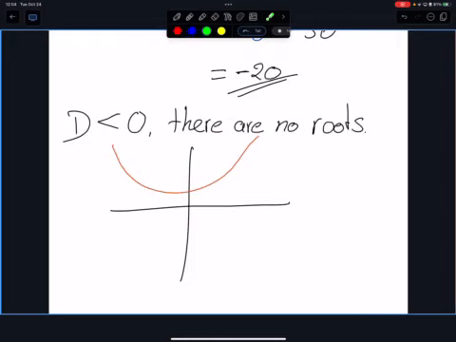ABC formula instead of factorize. If it has a root. If it has no roots, then it's not possible.